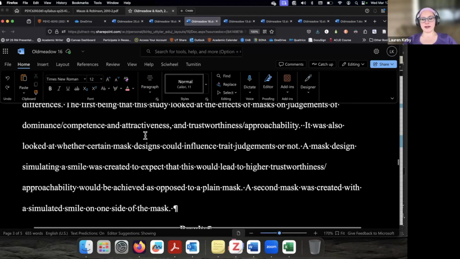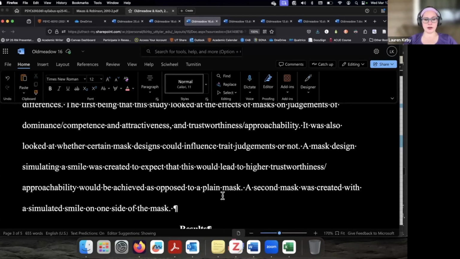"It was also looked at." That's a real awkward passive voice situation. Who looked at what? So instead say, researchers also investigated whether, blah, blah, blah. Don't double space after a period.